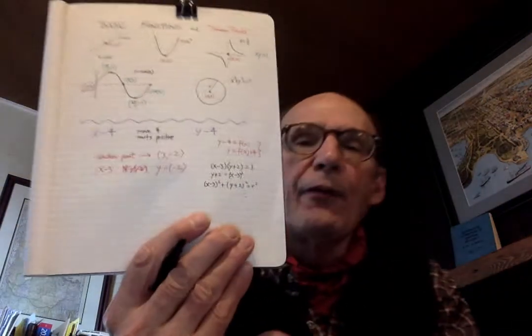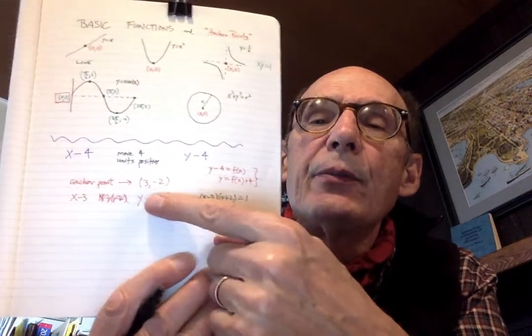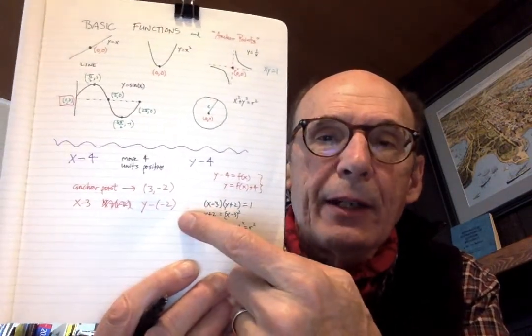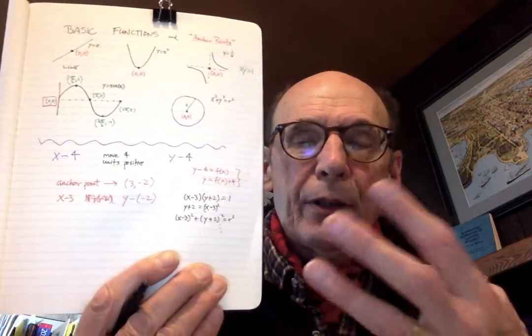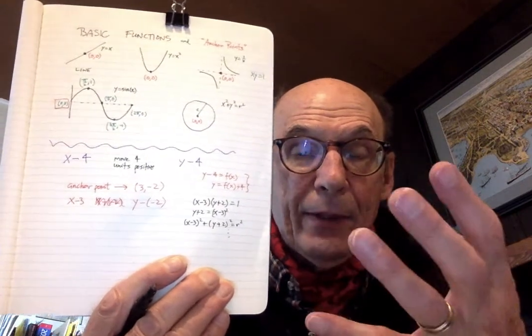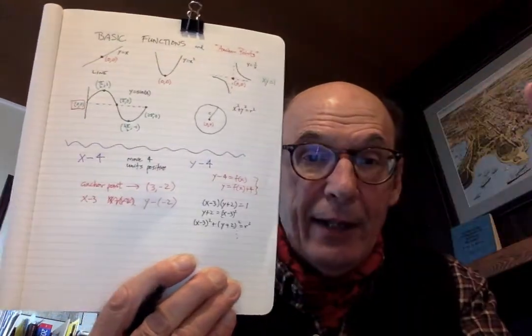And the circle is x minus 3 squared plus y plus 2 squared equals r squared. You could do this with any formula, but what you've done is you've moved the anchor point to the point 3 comma minus 2. So you can look at things when the anchor point is the origin, and you just slide it around. Okay, so that's the sliding part.